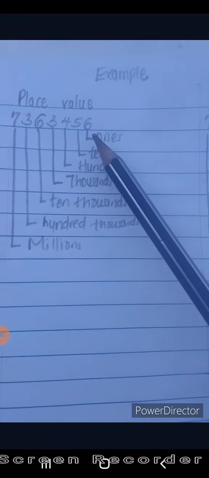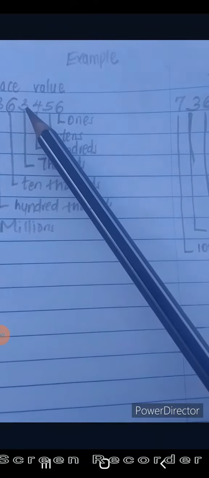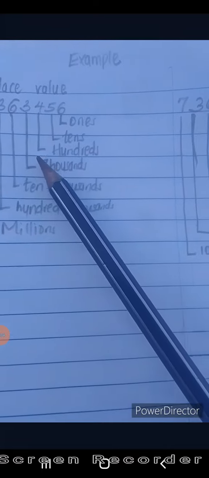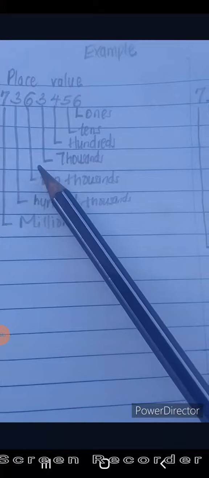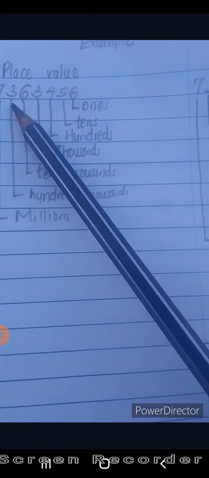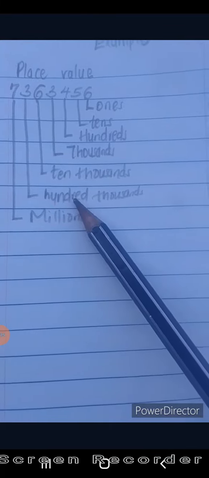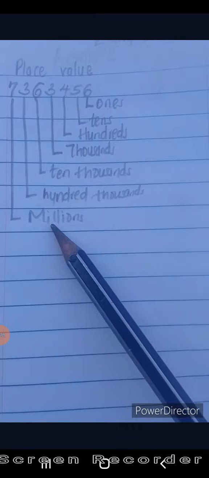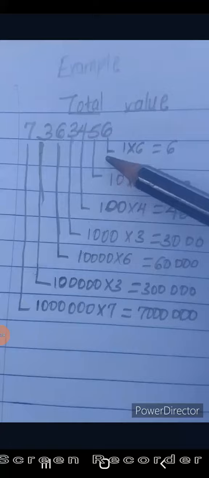So we start with 6. It is ones. 5 is tens. 4 is hundreds. 3 is thousands. 6 is 10,000s or tens of thousands. 3 is 100,000s or hundreds of thousands. 7 is millions. And that is it.